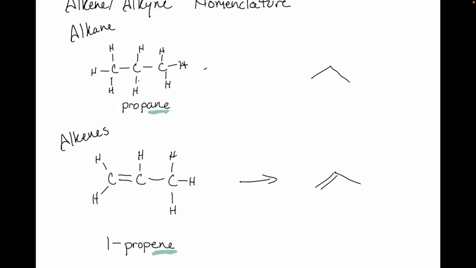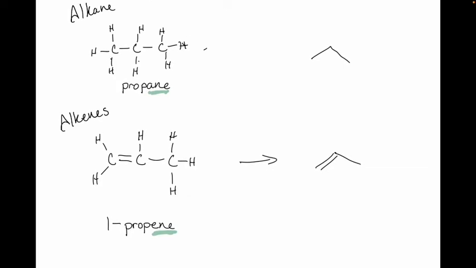The other thing is I have to indicate the position of this double bond. Unlike our alkanes, there weren't any functional groups in there, so we didn't have to worry about where they were located. If there were substituents, we would number them. These alkenes, now we have to put the position of that functional group. So that's where that 1 comes from, indicating that it's between carbons 1 and 2. You always put it on the lower number.